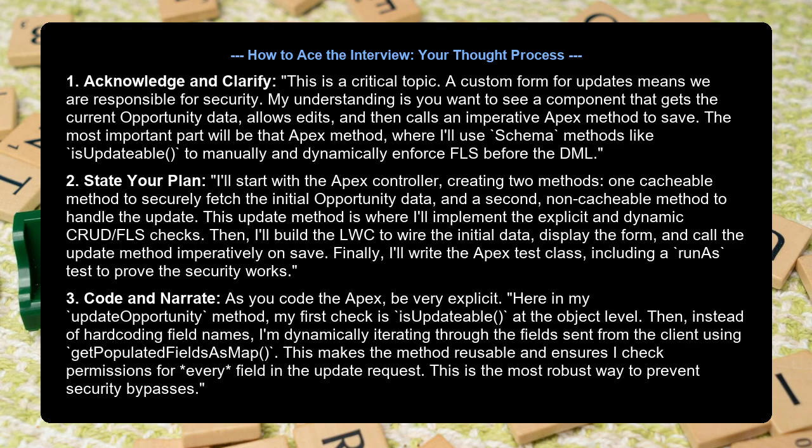Three, code and narrate. As you code the Apex, be very explicit. Here in my update opportunity method, my first check is isUpdatable() at the object level. Then, instead of hard-coding field names, I'm dynamically iterating through the fields sent from the client using getPopulatedFieldsAsMap(). This makes the method reusable and ensures I check permissions for every field in the update request. This is the most robust way to prevent security bypasses.